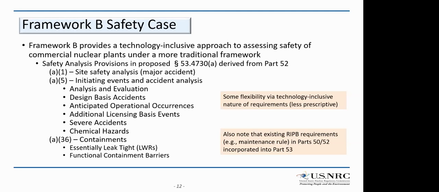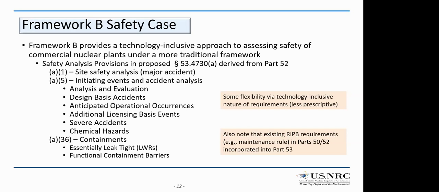So the siting analysis still requires the identification of a major accident. We just don't provide the source term. That would be for the applicant to identify and justify. The initiating events and accident analysis, again, look very familiar. Design basis accidents, we're just not identifying the double-ended guillotine break as the DBA. Again, the designer will have to identify a design basis accident. And same with anticipated operational occurrences.